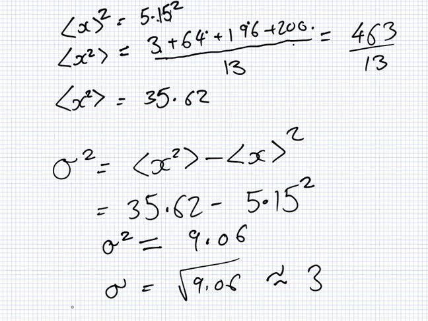So it was good to have a rough idea of the answer at the start, because that means if you got an answer of like 6 here, something like 6 should make you feel like you did something wrong. You have to check your calculations.